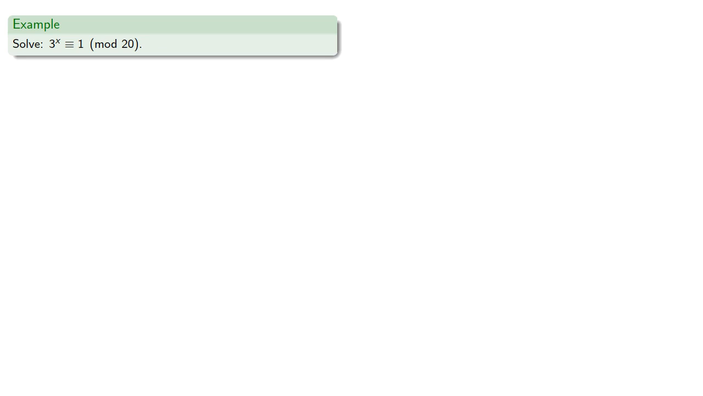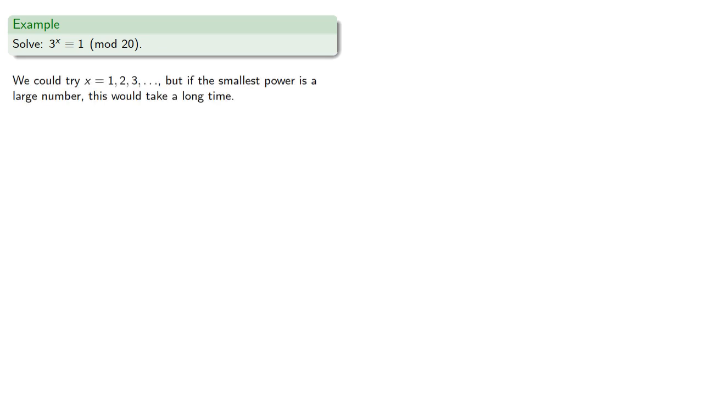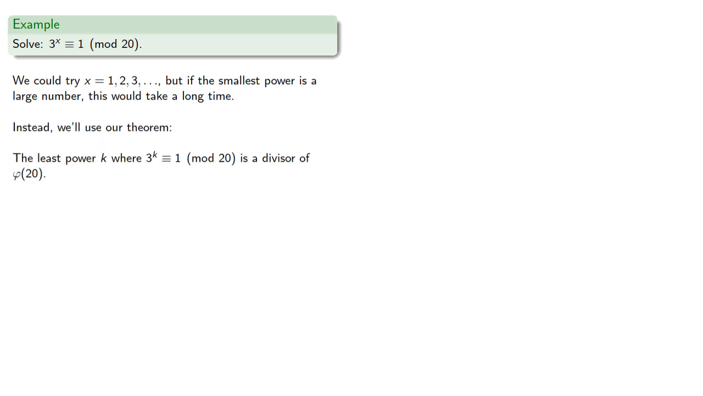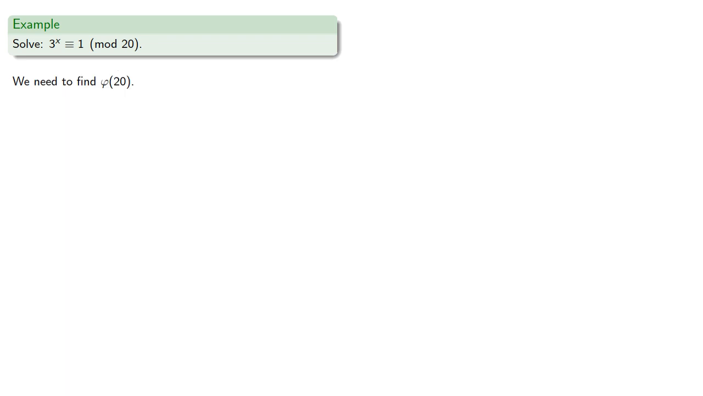This will help us solve certain types of equations. For example, say we want to solve 3 to the x is congruent to 1 mod 20. Now we could try values of x 1, 2, 3, and so on, but if the smallest power is a large number, this would take a long time. Instead, we'll use our theorem. The least power k, where 3 to the power k is congruent to 1 mod 20, is a divisor of phi of 20. Of course, this does require us to find phi of 20.